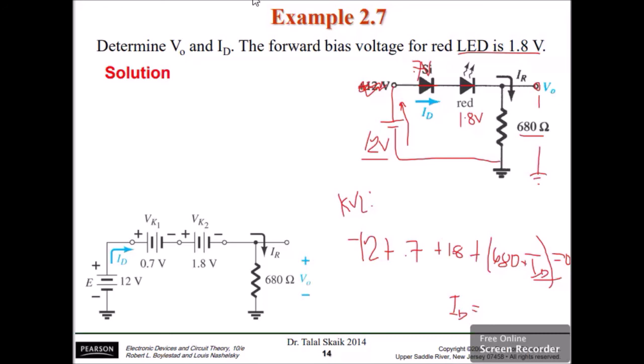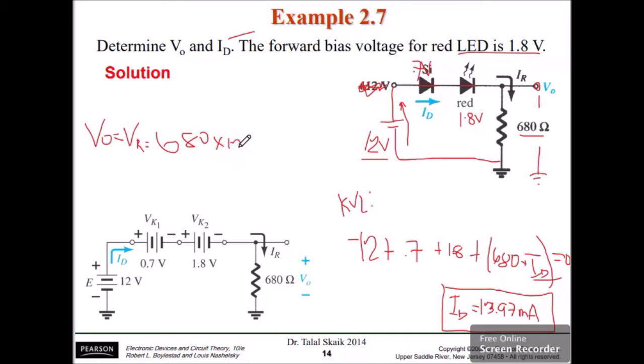Pause this video, please. So this gives us a 13.7 milliampere na ID. Okay, so check na yung ating ID. Next is our VO. So since meron na tayong ID, sabi kanina yung VO is just equal to VR. Tama ba? Okay, so VO is equal to VR, which is equal to IR times R. So this is just 680.